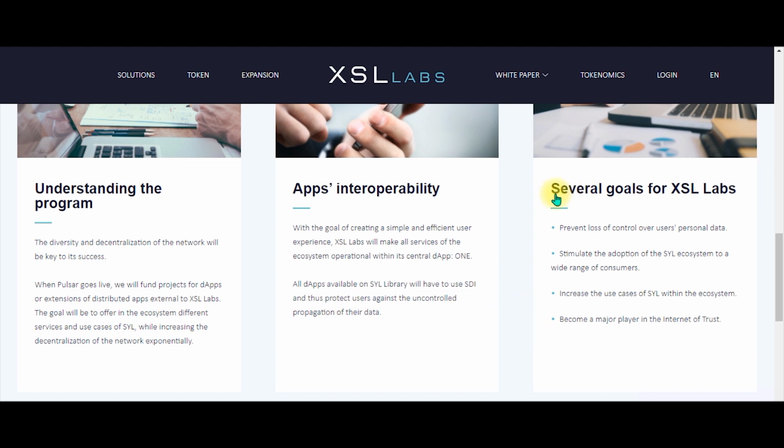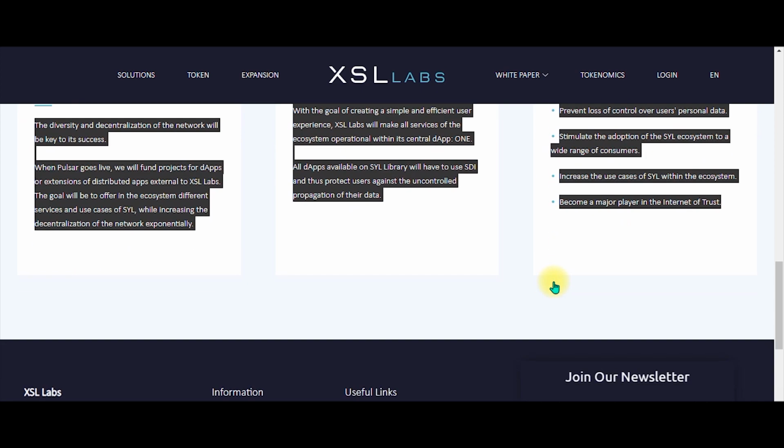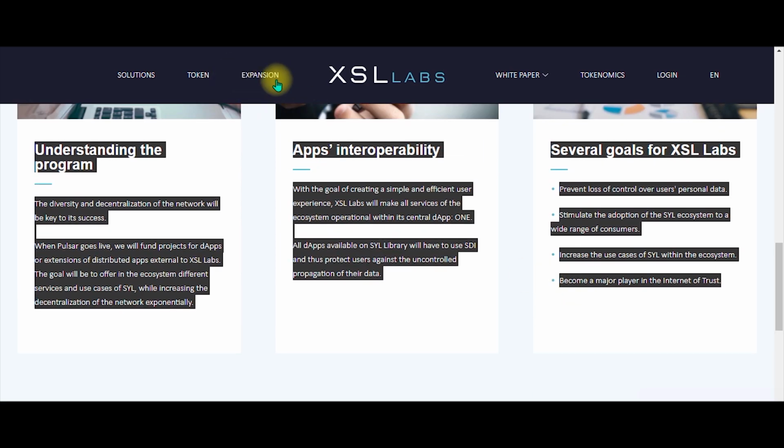Alright, and then there are several goals for XSL Labs. They are the following: prevent loss of control over users' personal data, stimulate the adoption of the SYL ecosystem, spread it, one person uses it, then the other person uses it, and so on. And then increase the use cases. Obviously, when people use it, different types of cases will arise, and then different solutions will be made. Then they're going to be a major player in the internet of trust. So these are the three things they are going to try to do for their expansion.